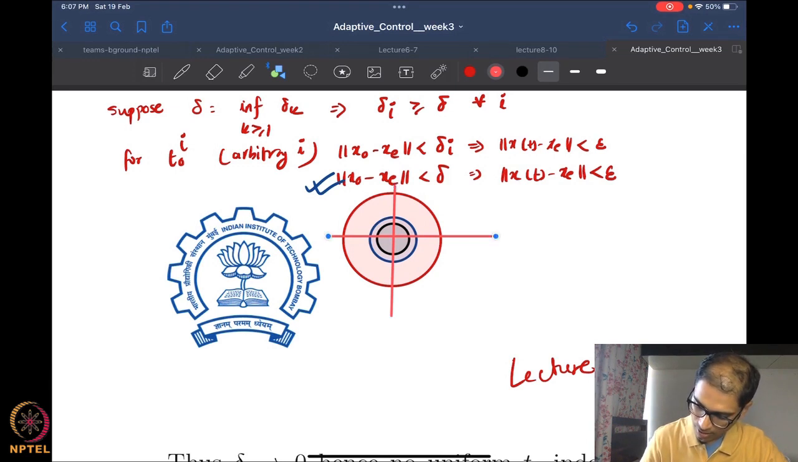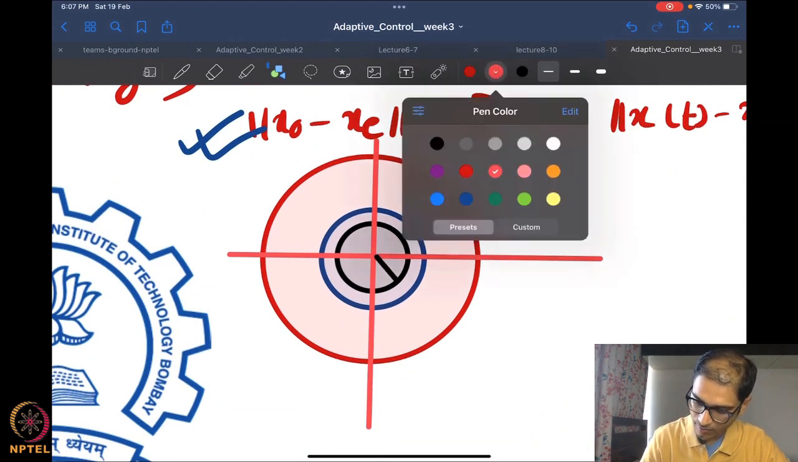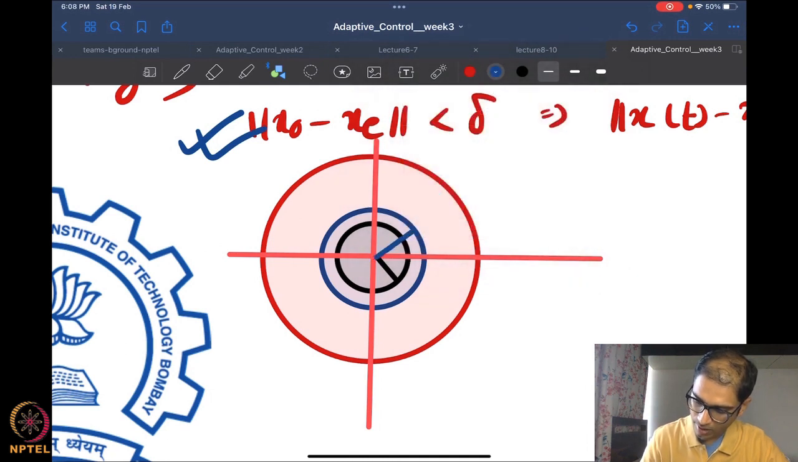So I'm just trying to adjust this, set the center. Give me a moment. Right, so this is more or less the center. So what am I saying? So this guy, and then I have this guy, and then I have this guy, right? So this is of course the epsilon ball. This small blue thing is the delta I ball, and the small black thing is the delta ball.